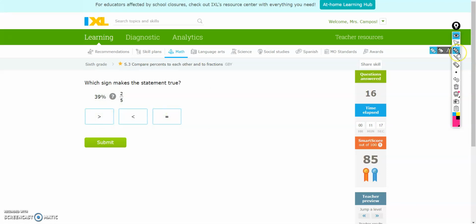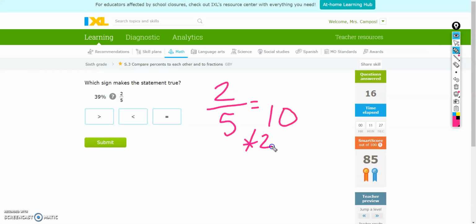Okay, does anybody remember what 2/5 percentage was? If not, we can do it. Okay, multiply by 2. So I have to multiply by 2. And then I add my 0. 40%. Ooh, that's really close, but 2/5 is more.